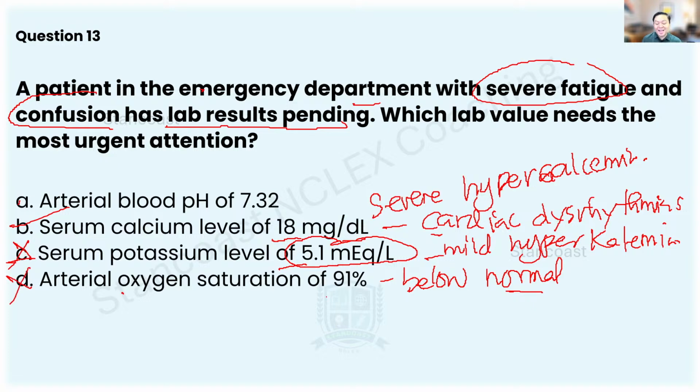If you answered letter A, pH of 7.32, what do you think about 7.32? We know that this is acidosis, right? This is acidosis. But comparing the two, hypercalcemia that is so high, those life-threatening dysrhythmias need to be addressed urgently this time, okay? Not the pH of 7.32. Pick what is worst here, okay? So our correct answer here is letter B.